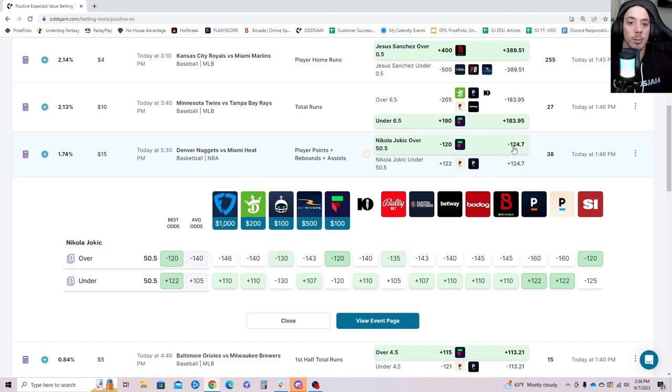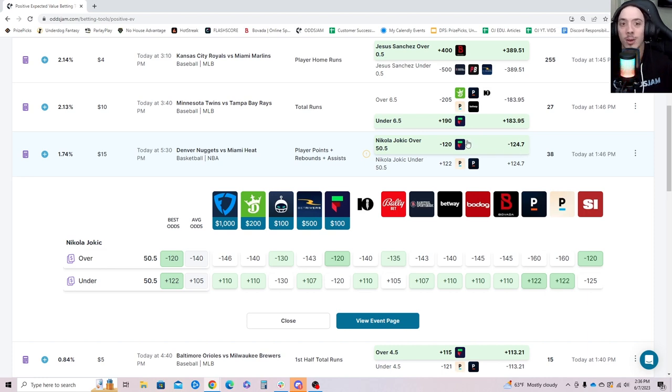We're going to look at this number, -124.7. Let's round up to -125 for this example here. This is a no-vig fair odds. This is the fair odds that OddsJam has calculated for this play to be profitable long term. If I can beat -125 on this play time and time again, I'm going to be a profitable bettor.